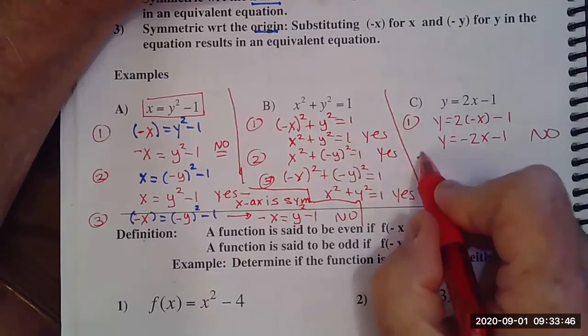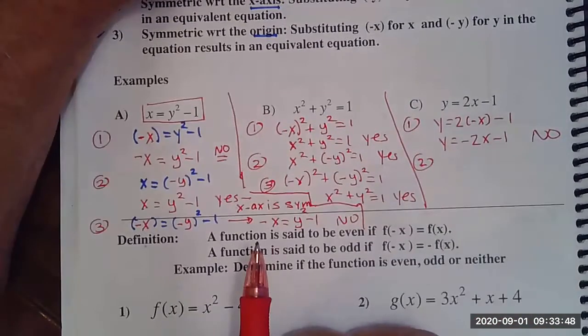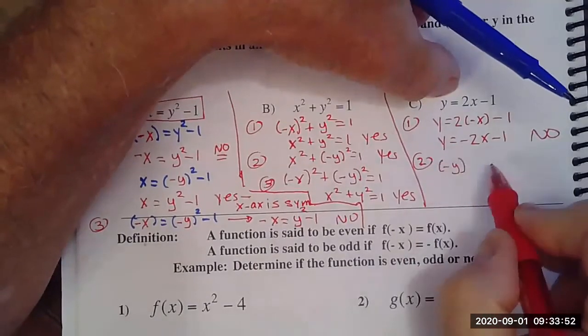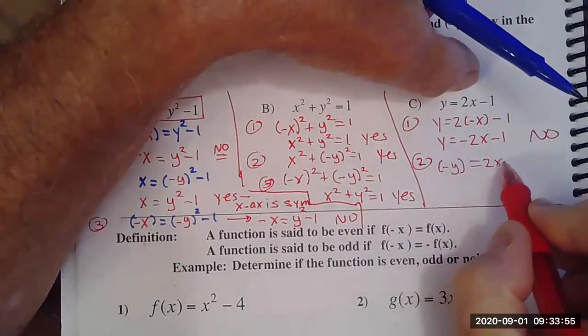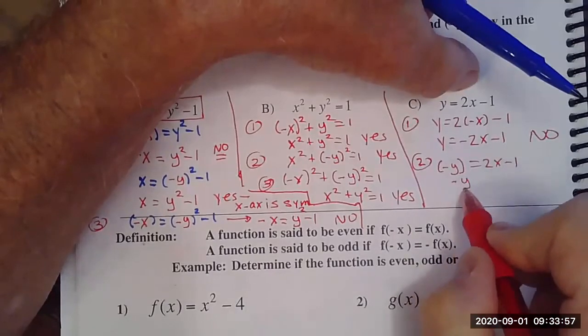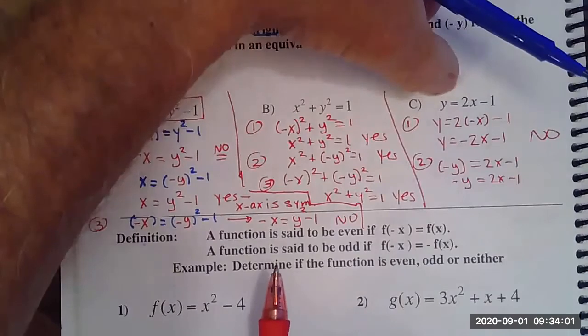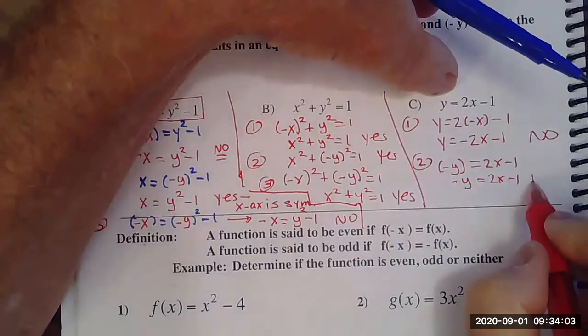Number 2, let y be negative y. So I'll go back to the original. So this is negative y equals 2x minus 1. Well, the right-hand side's the same, but the left-hand side's not. So this is a no.